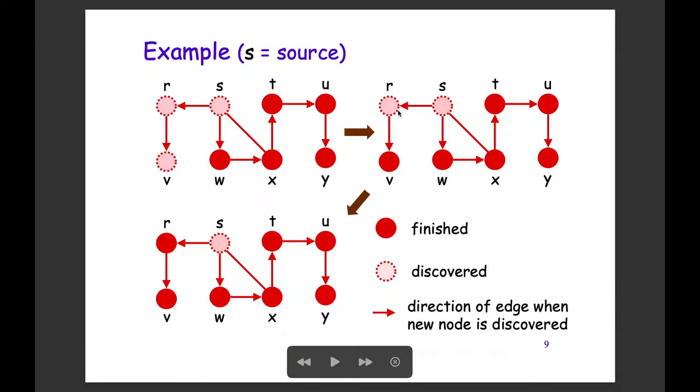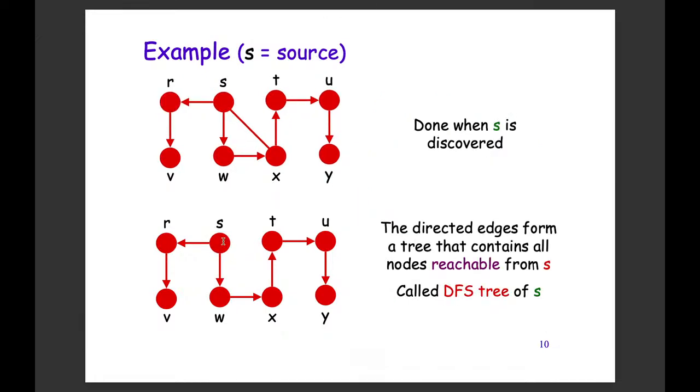And then after that, we go back to R. R doesn't have any other neighbor to visit, so R will be done. And then we go back to S, and at this moment, it has all the neighbors traveled. So in that case, S is done as well. So this is the whole process.